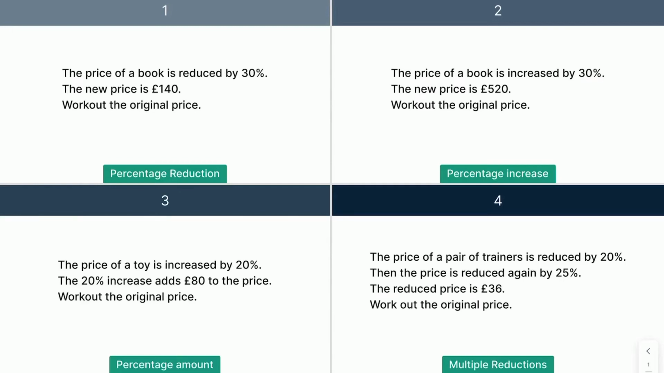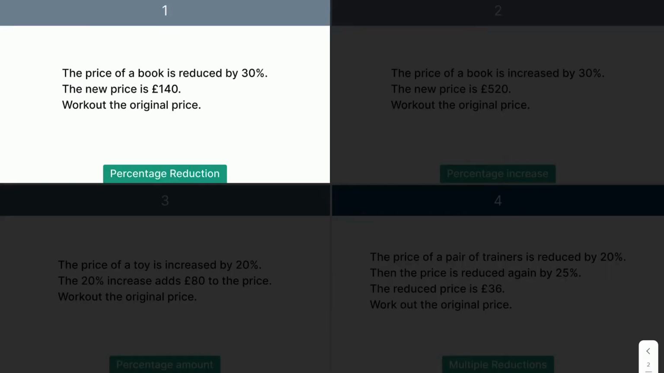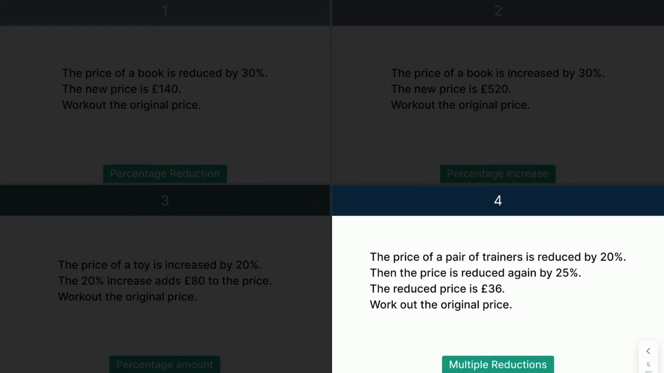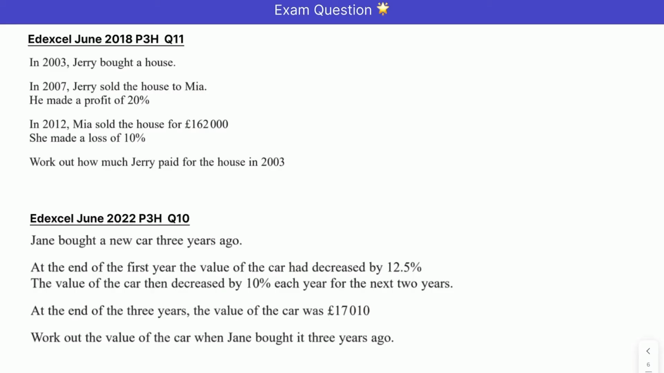Reverse percentage is what we're going to look at in this video. It's split into 4 parts. So we're going to start off by looking at examples with percentage reduction, and then percentage increase, and then looking at the precise percentage amount, and then finally looking at questions of multiple reductions. And as always, we'll wrap up by looking at 2 real exam questions.